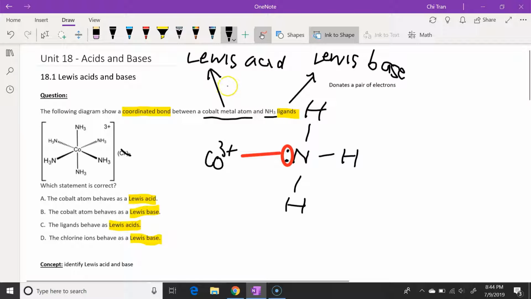NH3 is donating a pair of electrons to the cobalt metal atom. So cobalt is acting as a Lewis acid because it accepts a pair of electrons. The answer to this question is A. The cobalt ion behaves as a Lewis acid.